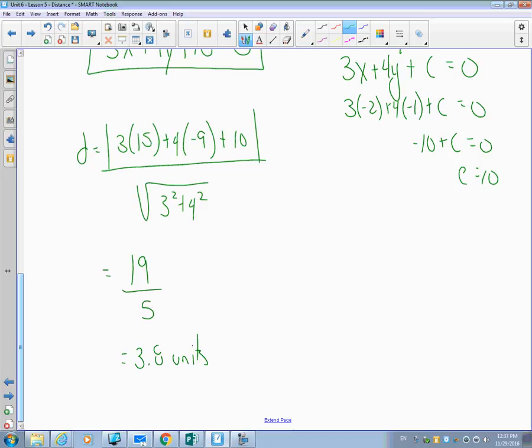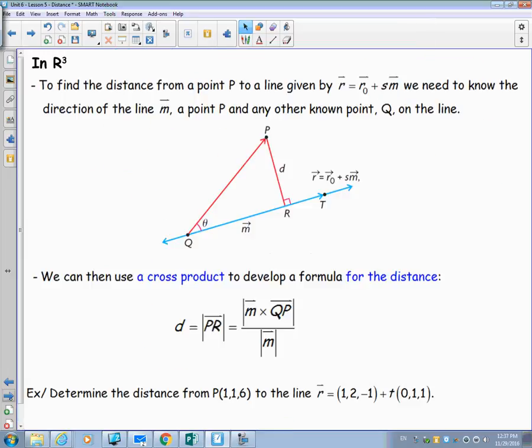If we move to R3, we can use some of the same ideas, but we're going to have a challenge here. Because in R3, we don't have Cartesian equations of lines. We have scalar, parametric, vector, but not Cartesian. So what we have to do instead is use the idea of a cross product, because that's going to produce a perpendicular line.